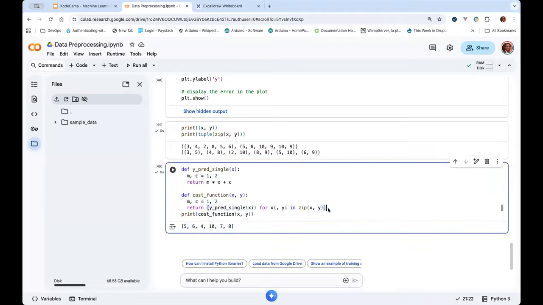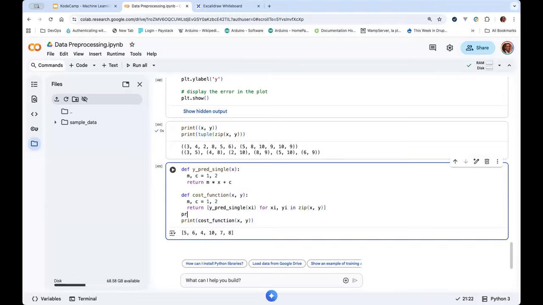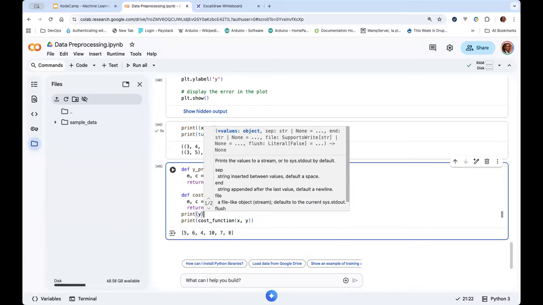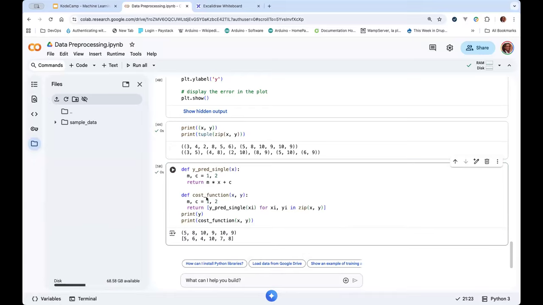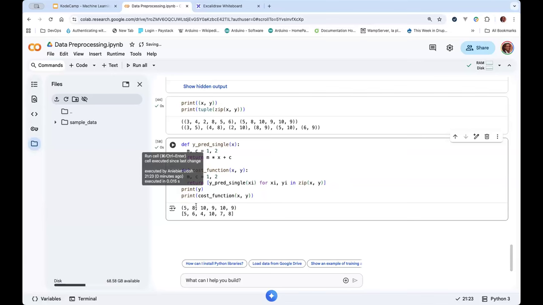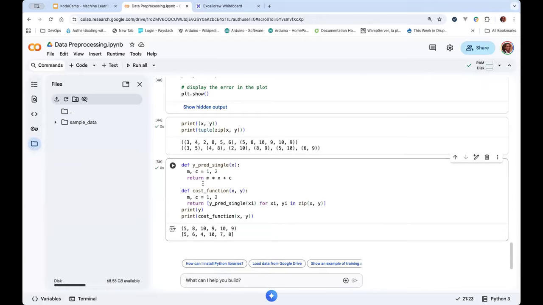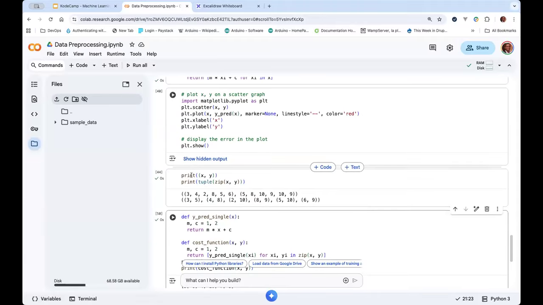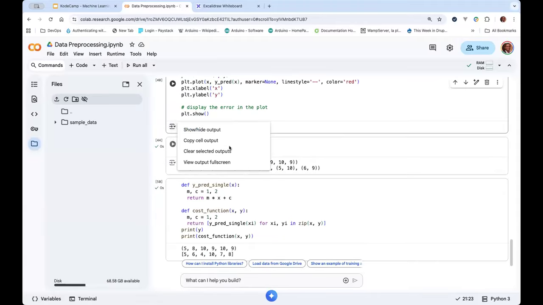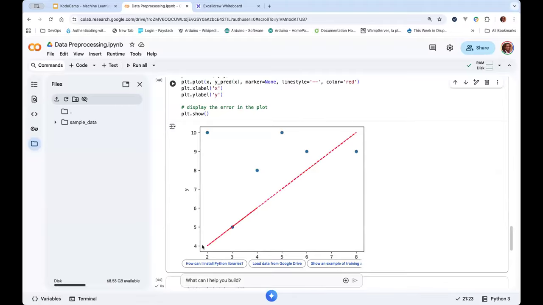Let me do it this way. Let me print y first, then I print the prediction so that you can compare. So this is y: 5, 8, 10, 9, 10, 9. But this is the prediction: 5, 6, 4, 10, 7, 8. So if you look at the graphs, which I had shown here, where's the graph? You see it follows.